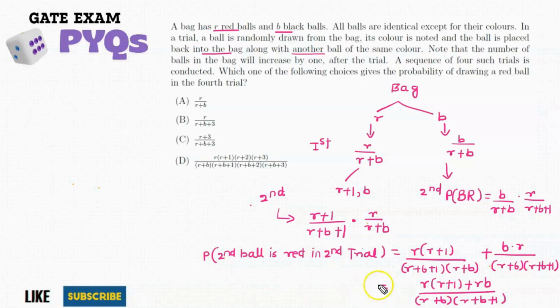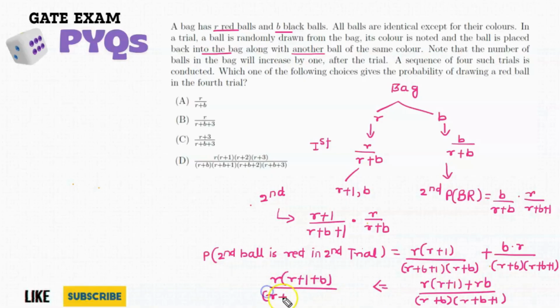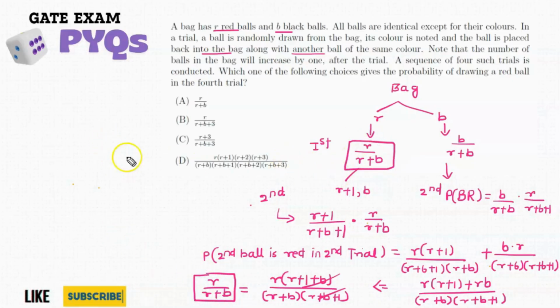Now let us simplify it further. We can take R common in the numerator. What we will get is R plus 1 plus B. And in the denominator, we have R plus B, R plus B plus 1. So again, these two get cancelled. So we get the probability that we will get a red ball in the second trial as R over R plus B. In the first trial also, we are getting R over R plus B.